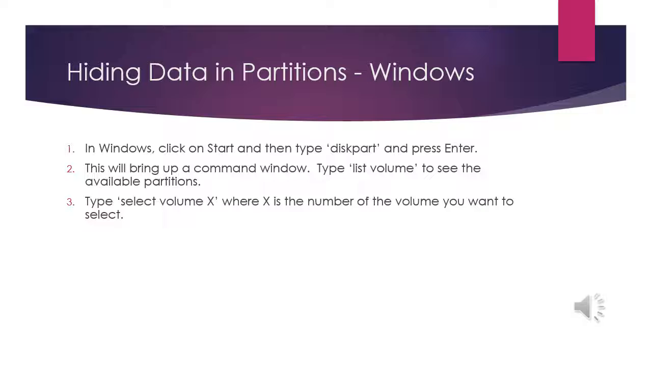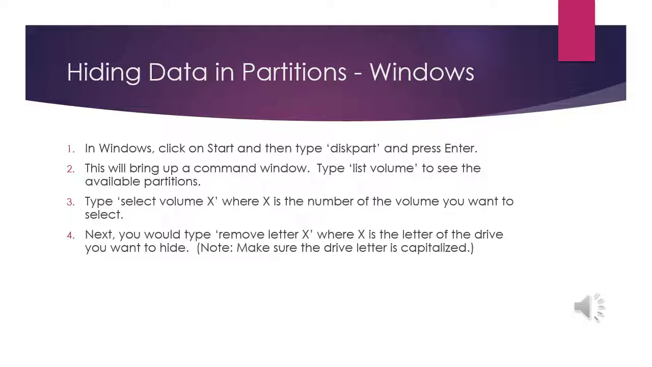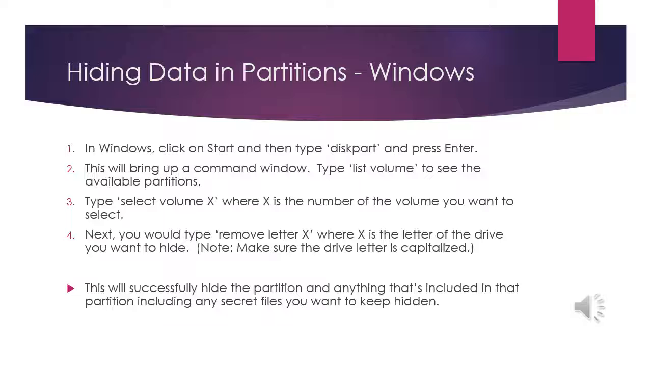And then you type select volume 1, 2, 3, whatever the number of the volume you want to select. Next, you would type remove letter A, B, whatever the letter of the drive is you want to hide. And you want to make sure that that drive letter is capitalized. This will successfully hide the partition and anything that's included in that partition, including any secret files you want to keep hidden.